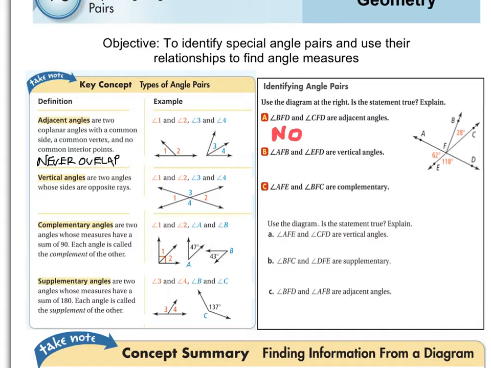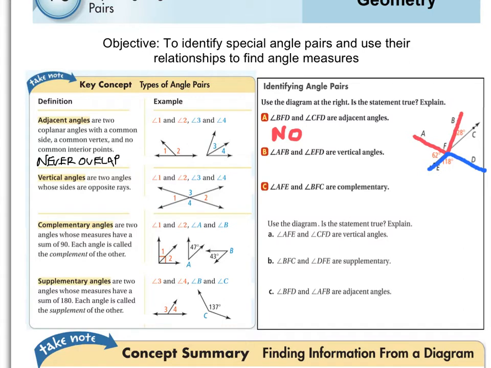Okay, so let's take a look at letter B. Angle AFB and angle EFD. I'll do the same thing. AFB is in red. That's that angle. EFD is in blue, and it's that angle. Are they vertical angles? That's what we're trying to determine.